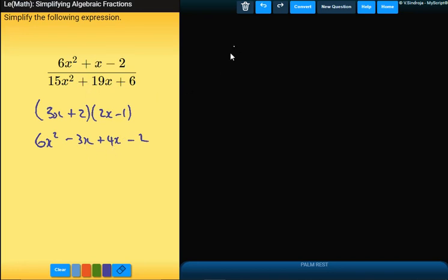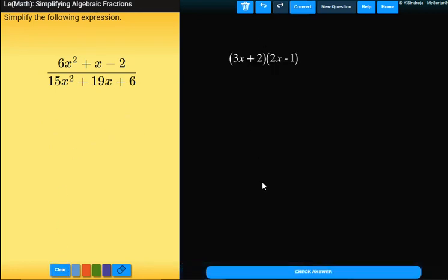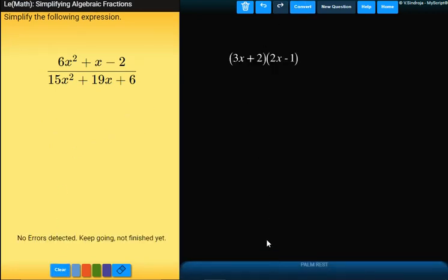So I know that's the top. Let's write that in: 3x plus 2 and 2x take away 1. So that's definitely the top. Let me write that a bit clearer. Minus 1. Okay, so this is the top. Actually, let's just check that. No errors detected, I know that's right. Now on the bottom we need to do the same thing.